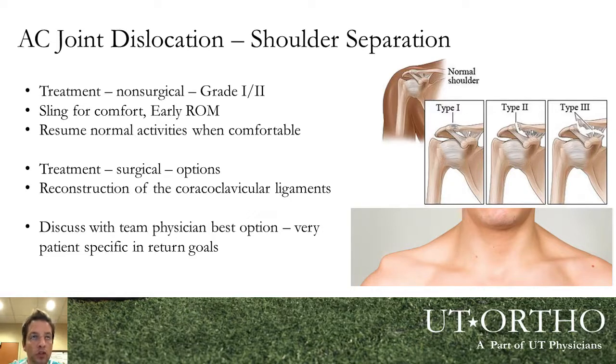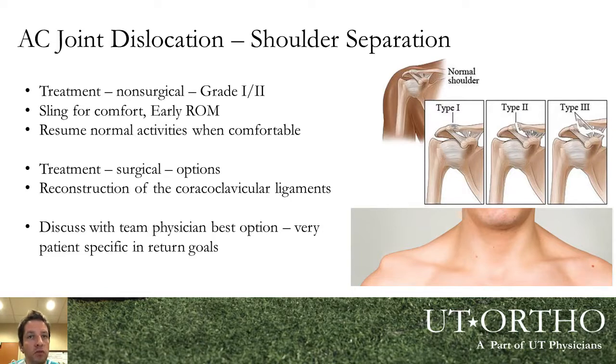Most grade 1s and grade 2s are treated non-operatively, very rare to have any surgery for that. Usually it's a sling for comfort, early range of motion, and then resuming normal activities when comfortable. Depending on the patient, it can be a 4 to 6 week injury, maybe longer. Surgical options: the type 3s are a gray zone. Some do very well and heal on their own. Patients are asymptomatic, meaning they don't feel it. Other people continue to have clicking, popping, pain. And so that treatment option will be made by your physician in evaluating that individual patient.